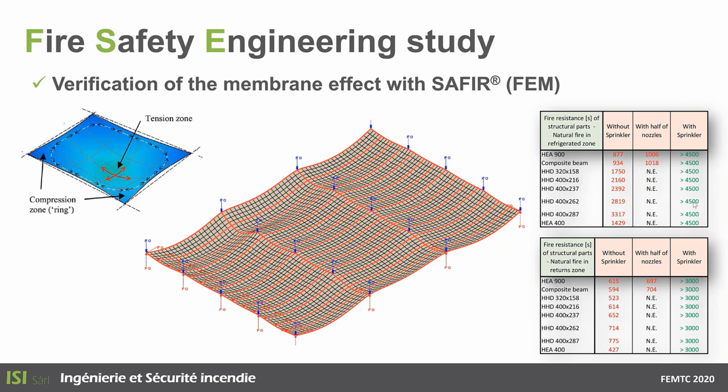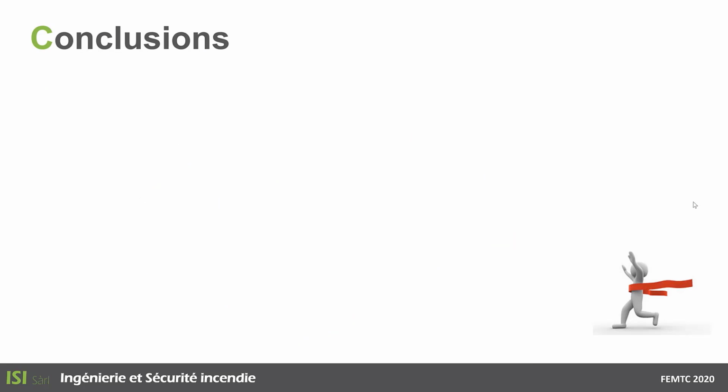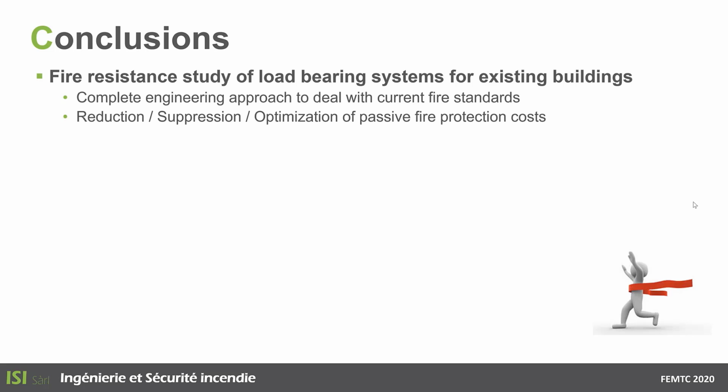The conclusion of our study is that the fire resistance of the complete bearing system for existing buildings needs to have a complete engineering approach to deal with different fire standards. A reduction, suppression, optimization of the passive fire protection cost is possible.